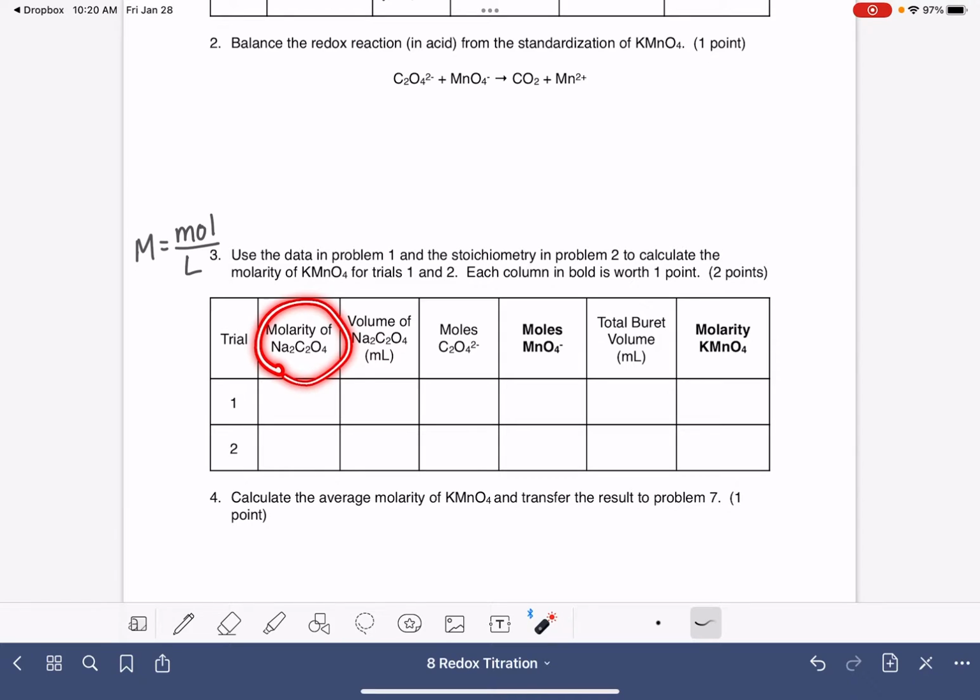So we know the molarity and we know the volume, and that means that we can calculate the number of moles. Be a little bit careful, because your volume is in milliliters, and in the molarity equation, the volume needs to be in units of liters. So you'll need to convert your volume into liters in order to be able to use this equation.